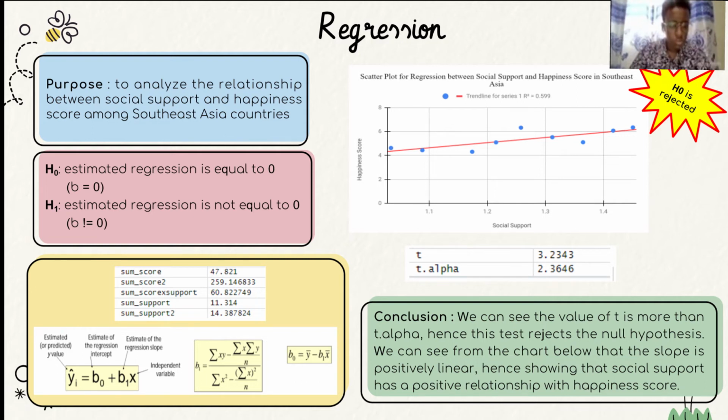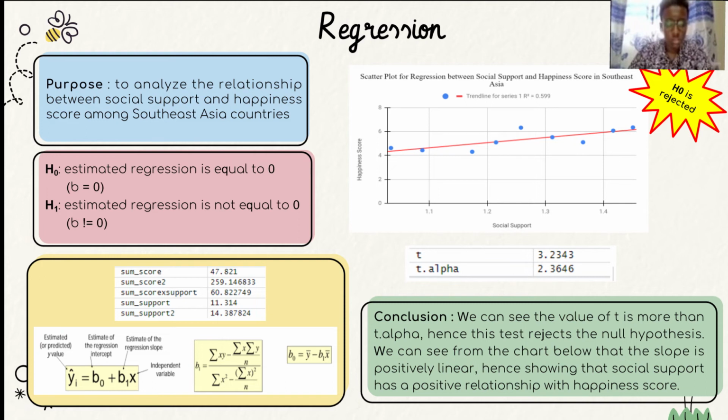So we calculated the estimated values and found the regression line, and the results are over here. This is the chart, and here's the social support, and the other side is the happiness score. Finally, we tested the t alpha to see if we can accept or reject the null hypothesis. As you can see here, the null hypothesis is rejected. We can see the value of t over here is more than t alpha. Hence, this test rejects the null hypothesis.